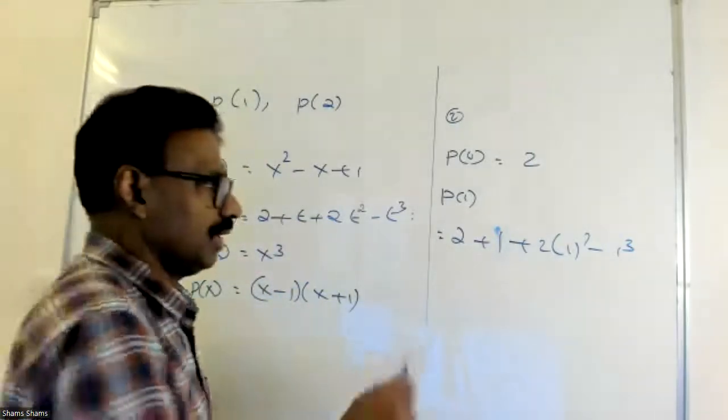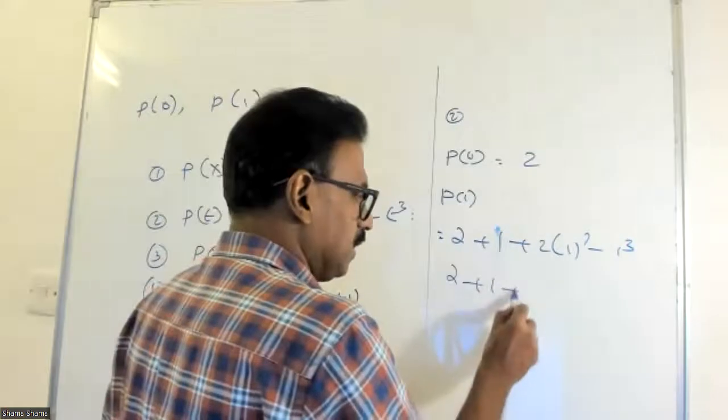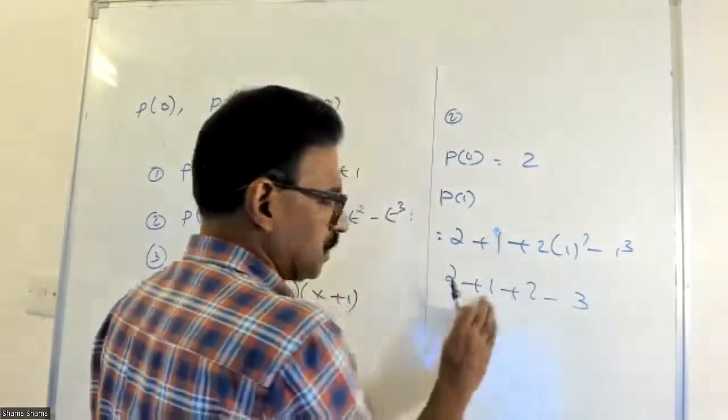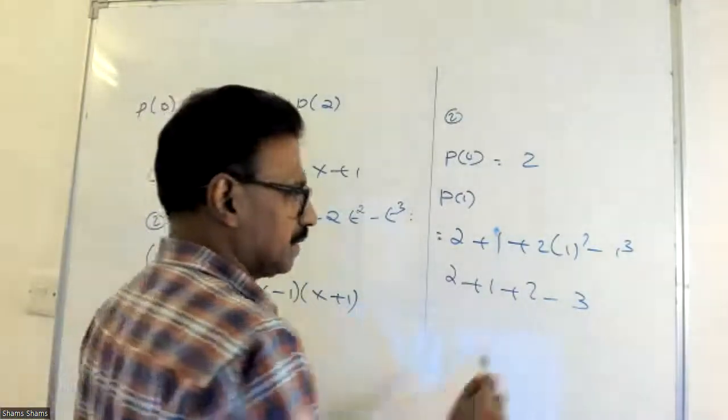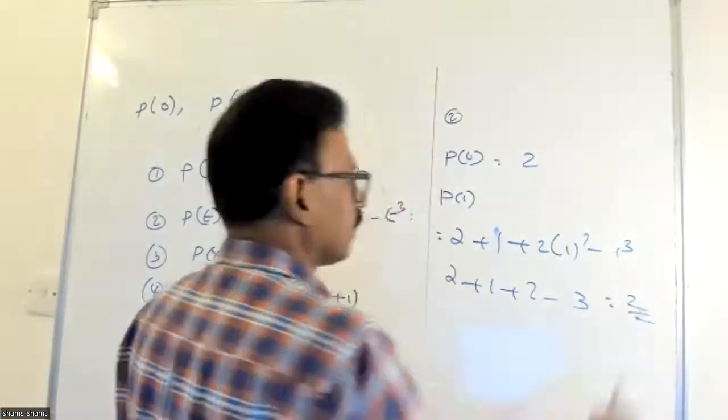Okay. So 2 plus 1 plus 2 minus 3. 2 plus 1, 3 plus 2, 5. Minus 3. How much? 2. Correct or no?